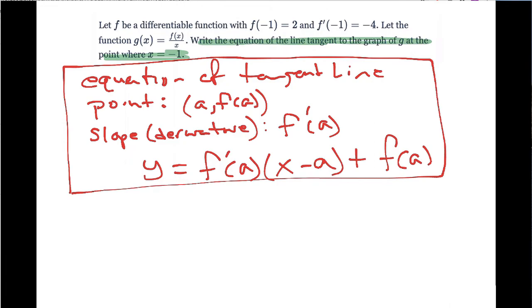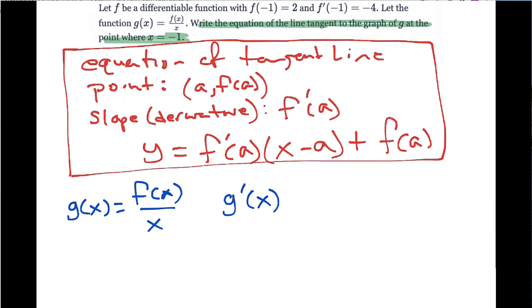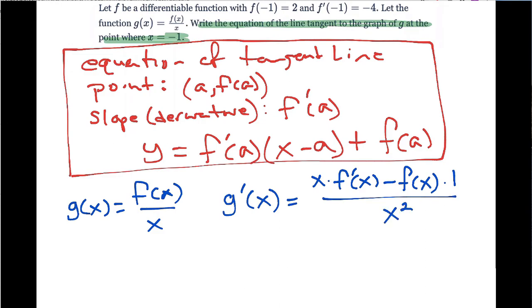So let's take this function g of x. So g of x is equal to f of x divided by x, which means that if we were to differentiate this, we would get the bottom times the derivative of the top minus the top times the derivative of the bottom, over the bottom squared.